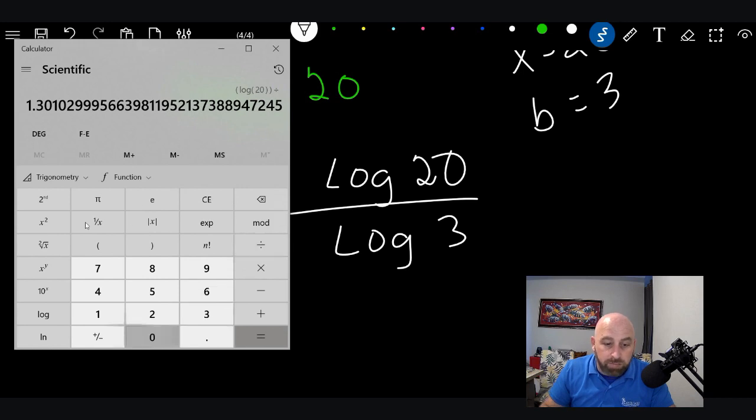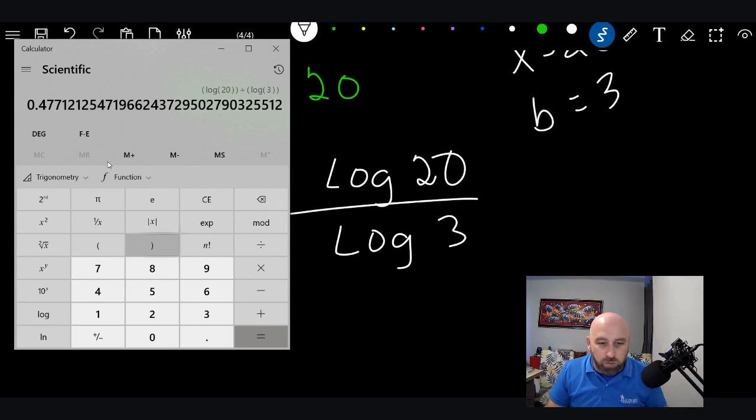So divided by, and I'm going to put parenthesis again, and I'm going to put my 3, and then I'm going to hit my log, and then I'm going to close my parentheses. Okay, so I have log of 20 divided by log of 3. If you can see it right there. I'm not sure if you can see that. It's kind of small. Log of 20 divided by log of 3.